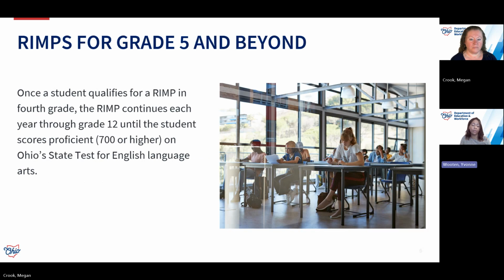Once a student qualifies for a RIMP in fourth grade, the RIMP continues each year through grade 12 until the student scores proficient, which again is 700 or higher, on Ohio State tests for English Language Arts. It's also important to note that schools can elect to create RIMPs for on-track students if there's evidence that additional reading support is needed.